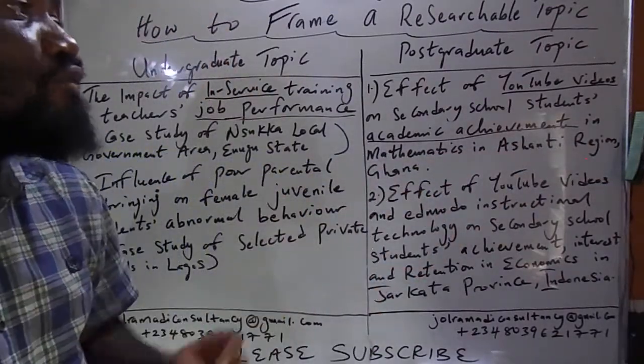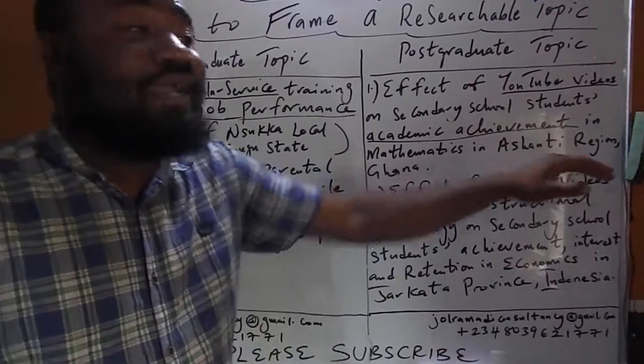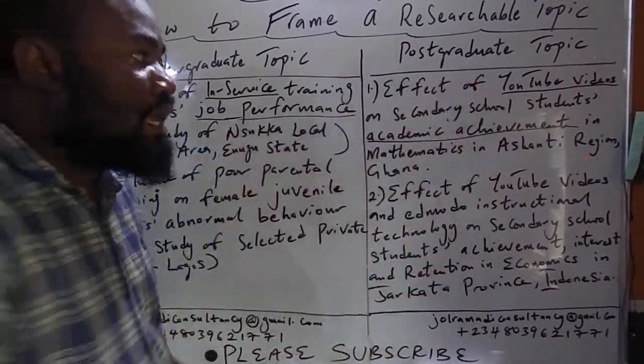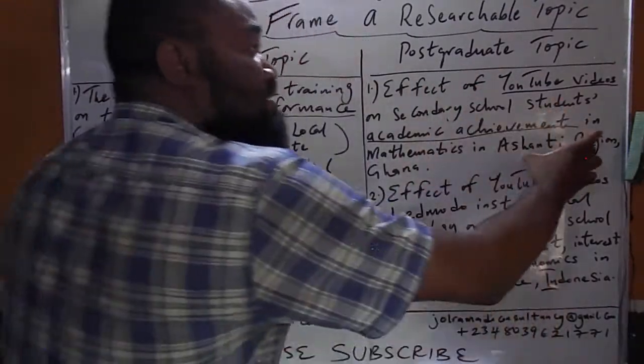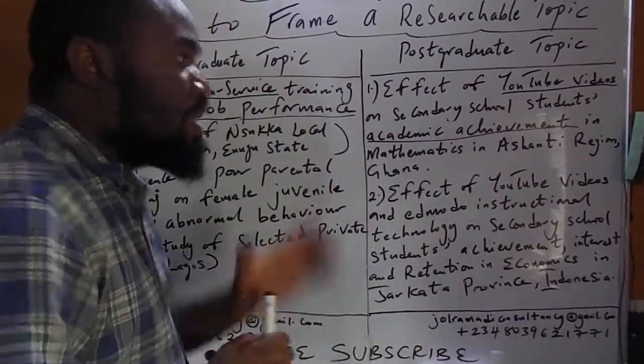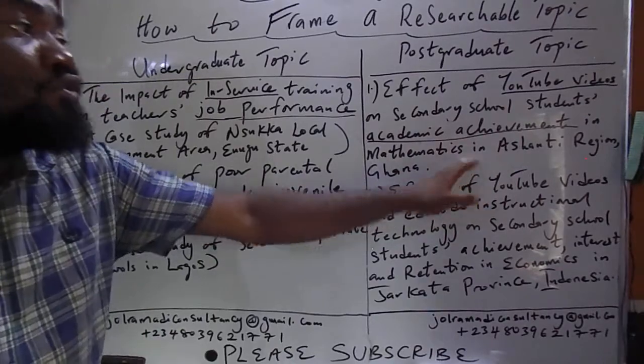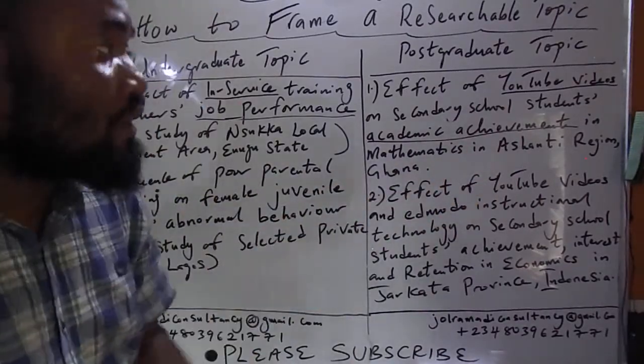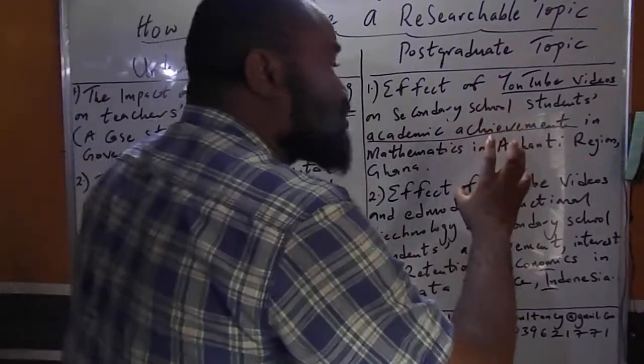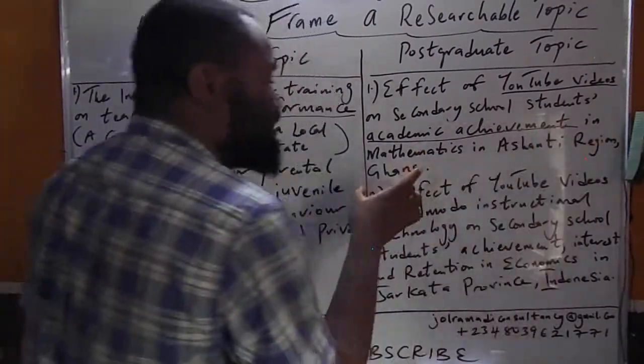At the master's level, you have to be very careful of your study area. It's not mandatory that the study area should reflect in your topic. You can also stop at mathematics to save you from using more words in your work. But if you want the study area to reflect, then you have it that is in Ashanti region, Ghana.